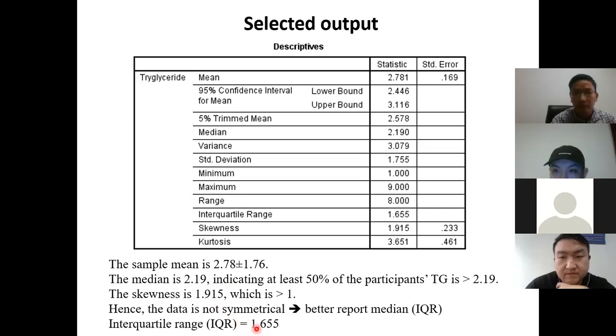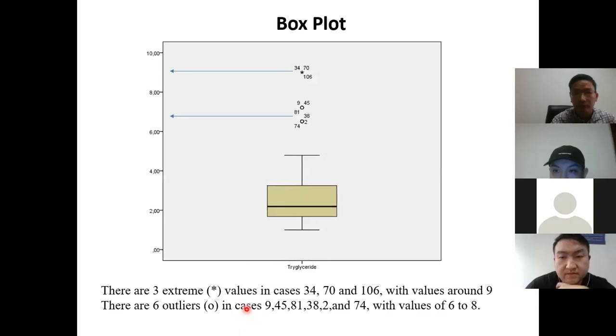Okay. Next, you can see these are the cases, case number 37, 70, 106 in the file. So there are 3 extreme values, with values of about 9. 3 extreme values in these case numbers, with values of about 9.